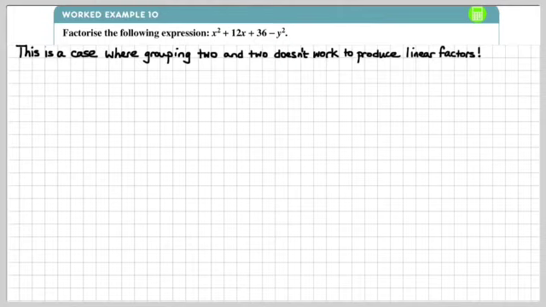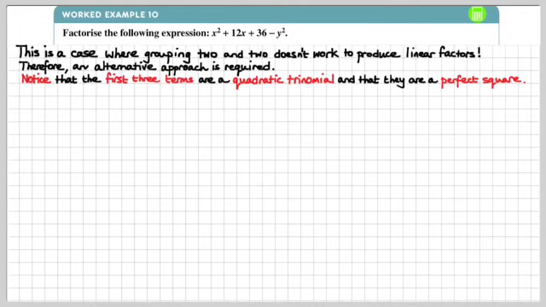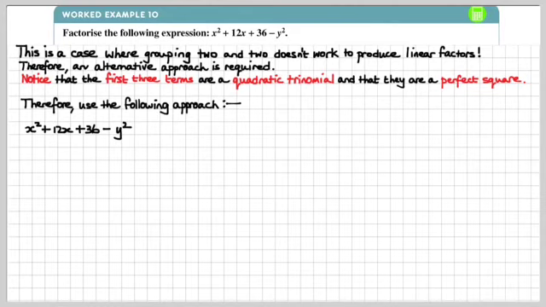This is a case where grouping 2 by 2 doesn't work to produce linear factors, as we've just discovered, much to our disgust, and therefore an alternative approach is required, okay? So notice that, yes, the first three terms are a quadratic trinomial and that they are a perfect square. So therefore, we can use the following approach. Okay, we've got that. Now, let's just factorise the first three terms as a quadratic trinomial, in fact, as a perfect square, and you get that.